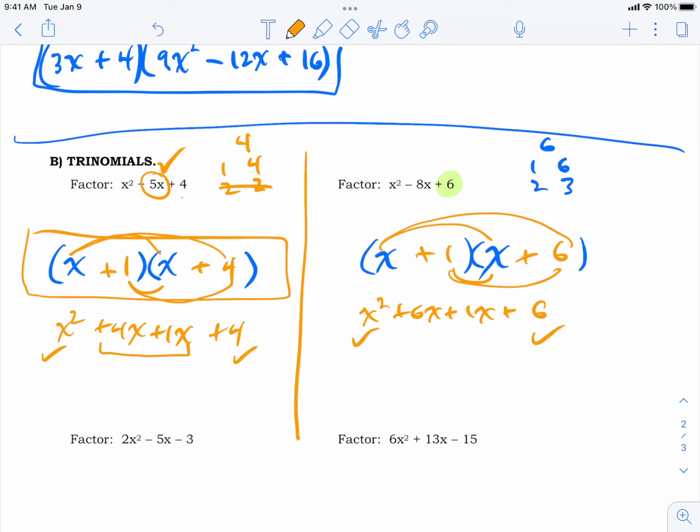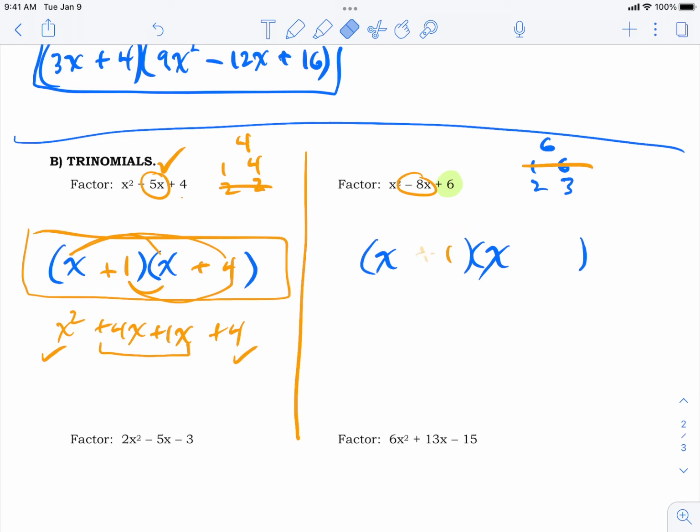I like the x squared, I like the 6, but this isn't working. That's a 7x. I don't want 7x, I want negative 8x. So that's not going to work at all. So I know the 1 and the 6 aren't going to work. Let's try the 2 and the 3 and see if that works. And by the way, sometimes nothing will work. If nothing works, just give up. If I have to cross this off too, I'm saying, well, nothing worked. It cannot be factored. That happens, so don't worry about that part.